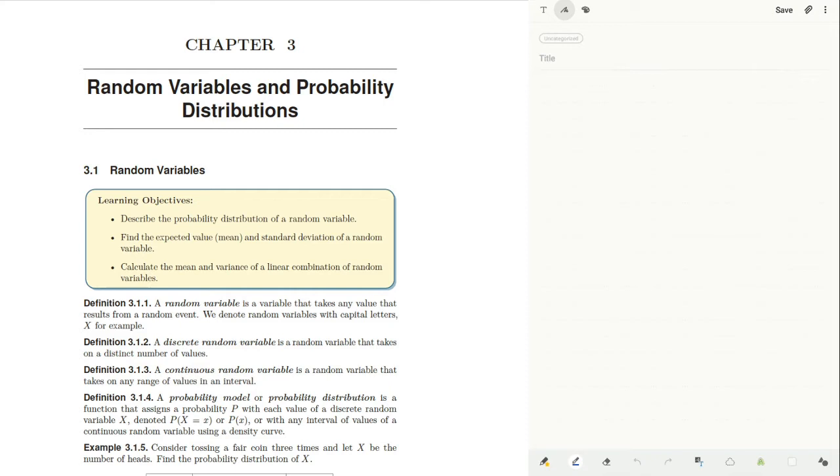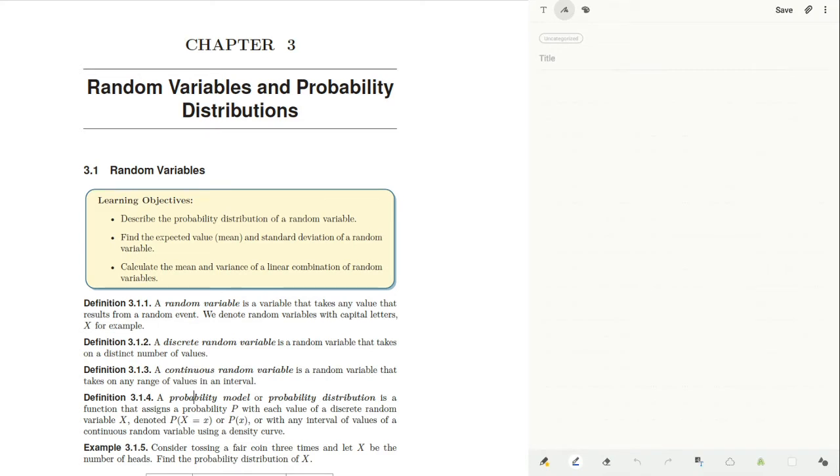So what are random variables? Well, they are a variable that takes on any value that results from a random event, and we denote these by using capital letters. Random variables can be discrete, which can only take on a distinct number of values, or they can be continuous, which can take on any range of values in an interval. Now, the way that we treat random variables will depend on whether they are discrete or continuous, and we will begin with working with discrete random variables first.